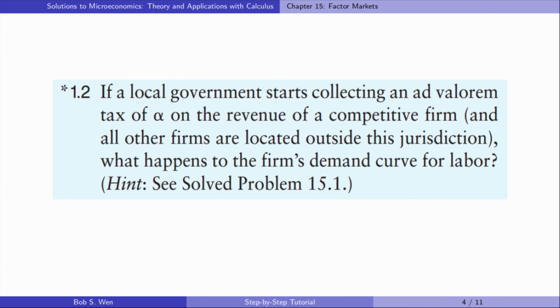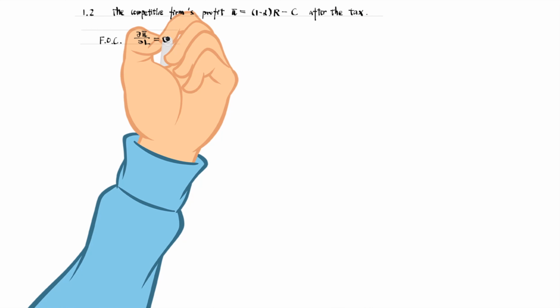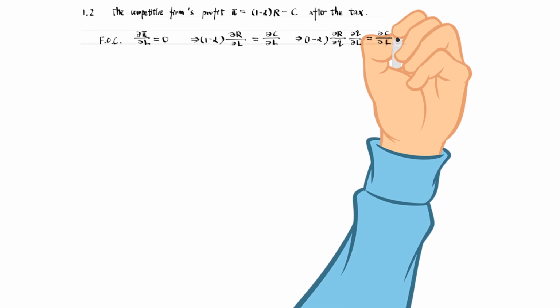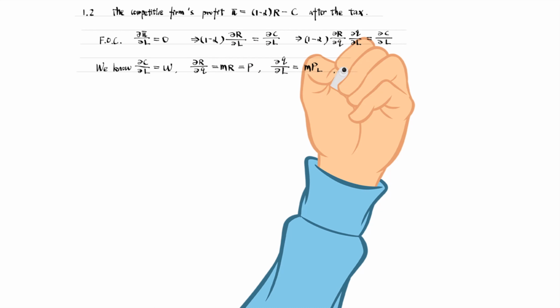Let's solve exercise 1.2. If a local government starts collecting an ad valorem tax of alpha on the revenue of a competitive firm, what happens to the firm's demand curve for labor? The competitive firm's profit is as follows after the tax. The first-order condition for profit maximum is the partial derivative of profit with respect to labor equals 0. We know the marginal cost of labor is the wage, and the marginal revenue is the market price in a competitive product market. And the last term is the marginal product of labor.